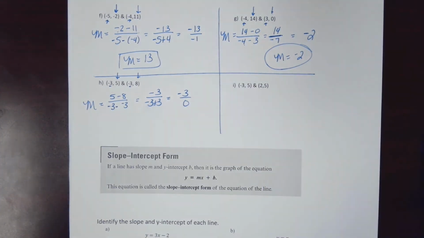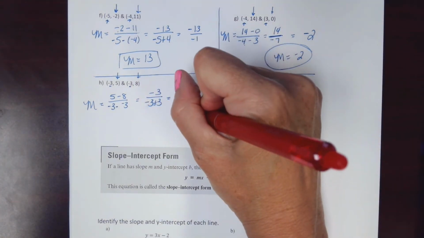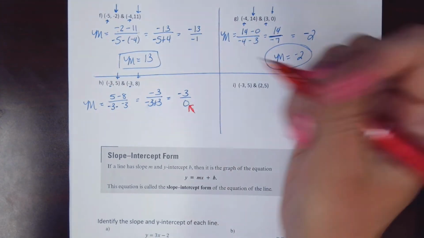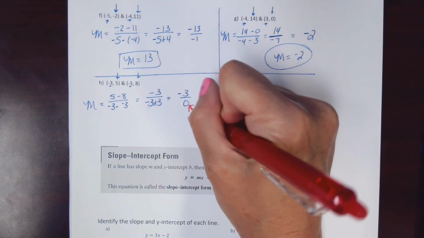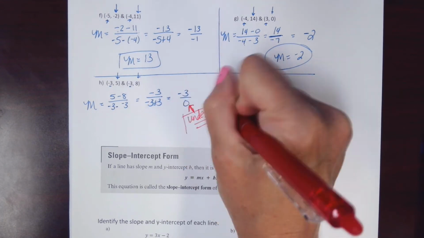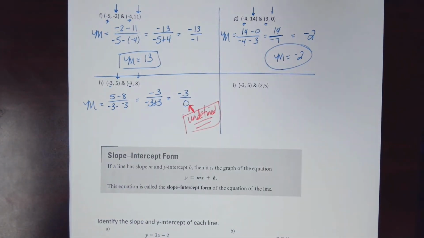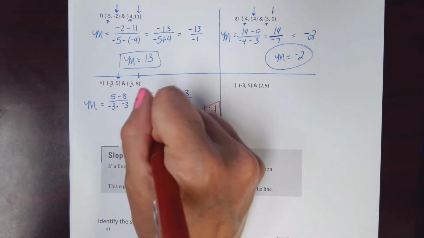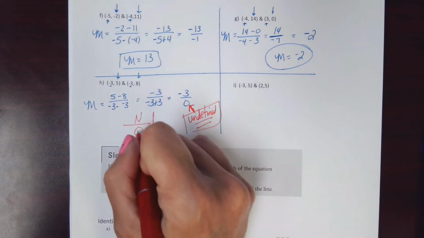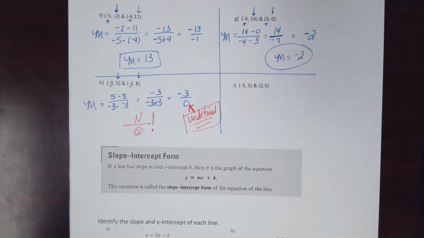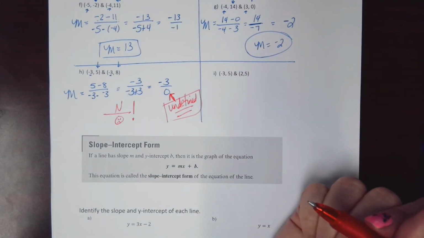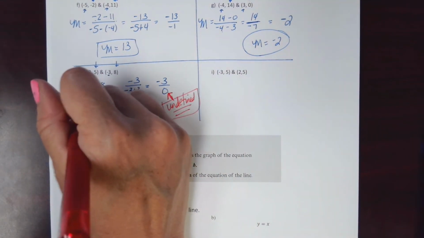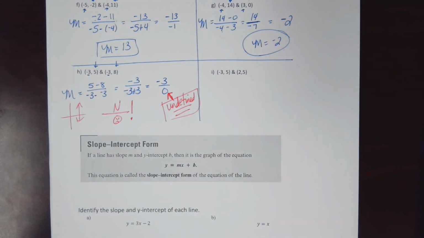Okay, so this is a big red flag. 0 in the denominator, we can't divide by 0. Remember to ask me why we can't divide by 0 in class. Anytime I have 0 in the denominator, that is undefined. Division by 0 is not possible. To help you remember, division by 0 is not possible. No, we can't do it. So 0 in the denominator means our slope is undefined. What type of line is that? Well, remember that is a vertical line.